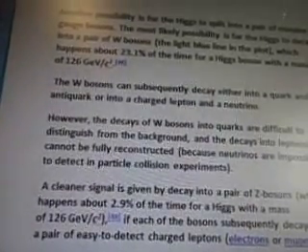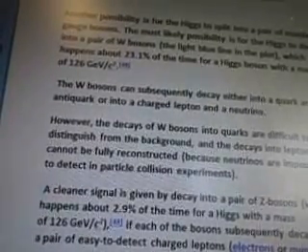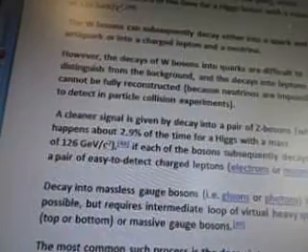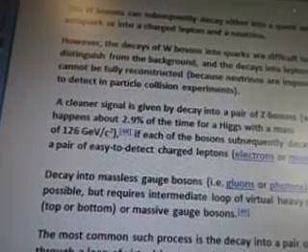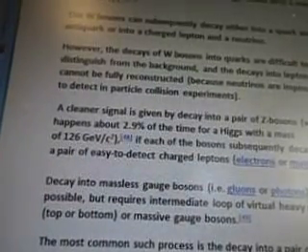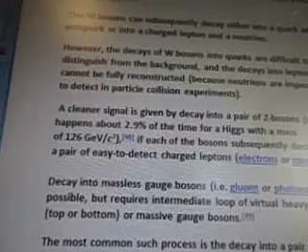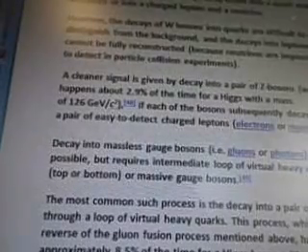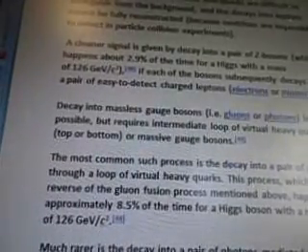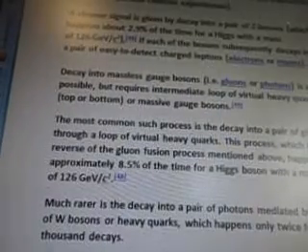Another possibility is for the Higgs to split into a pair of massive gauge bosons. The most likely possibility is for the Higgs to decay into a pair of W bosons, the light blue line in the plot, which happens about 23.1% of the time for a Higgs boson with a mass of 126 GeV/c². The W bosons can subsequently decay either into a quark and an antiquark or into a charged lepton and a neutrino. However, the decays of W bosons into quarks are difficult to distinguish from the background, and the decays into leptons cannot be fully reconstructed because neutrinos are impossible to detect in particle collision experiments.